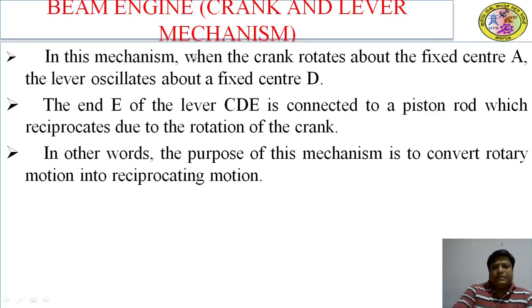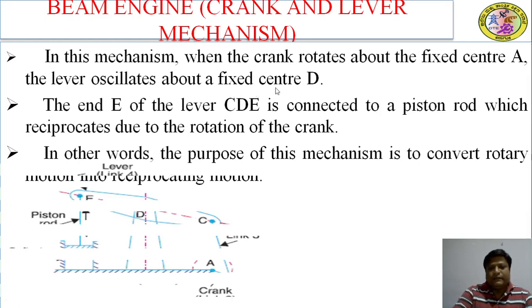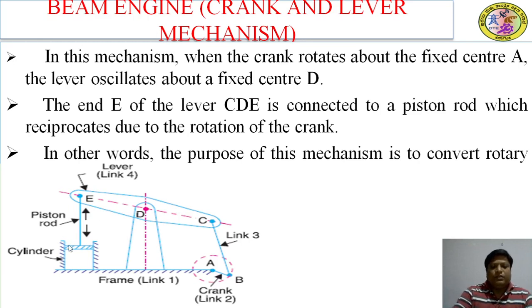The beam engine is a crank and lever mechanism, also called the crank and lever mechanism. In this mechanism, when the crank rotates about the fixed center A, the lever oscillates about the fixed center D. You can observe the figure, which consists of 4 links. Link 1 is the frame, link AB is the crank, link 2, and link BC is link 3.